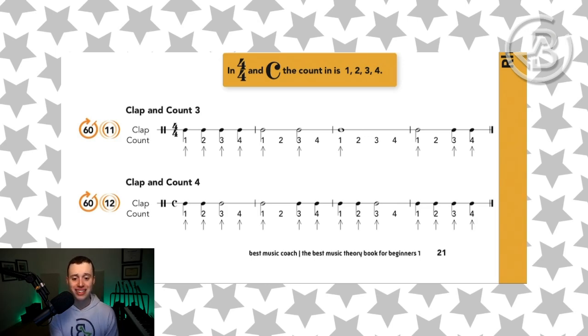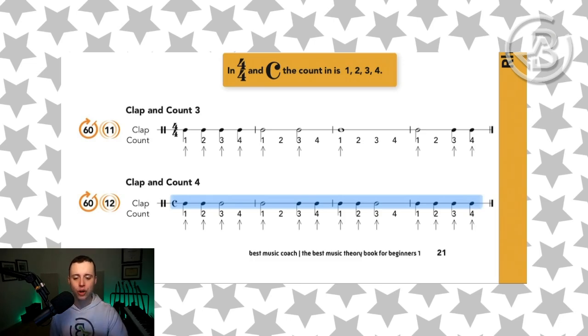Example 12, we can see that the time signature is C for common time. Percussion clef, we're good to go with a count-in for 4. 1, 2, 3, 4. 1, 2, 3, 4. 1, 2, 3, 4. 1, 2, 3, 4. 1, 2, 3, 4. There you go.